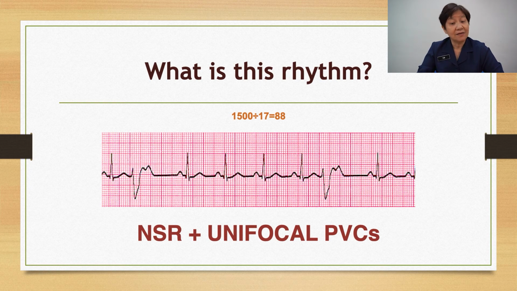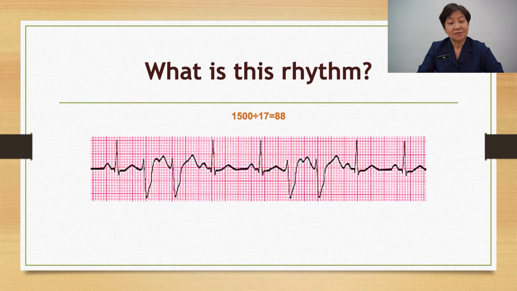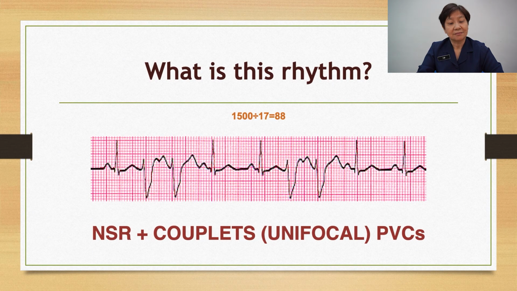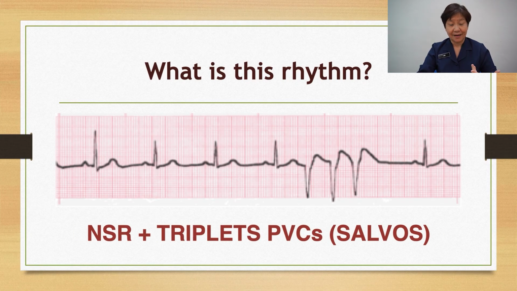Okay, how about if these two PVCs come together, two together? So this one we call a couplet. Just like you want to go to Patong, so you need two persons, right? So couplet. But because of the same morphology, the pattern is the same, therefore we call it unifocal PVC couplets. Okay, next, how about if three together? Triplet. Three children come out, triplet. Or another name is salvos.